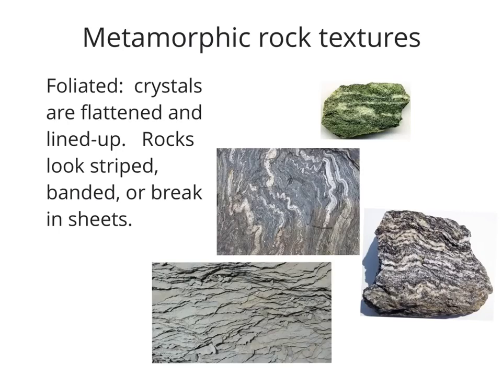There are two words that we use to describe the texture of metamorphic rocks. Some metamorphic rocks are foliated. That means that the crystals that were in the rock got flattened and lined up. Some ways that you can tell that you have a foliated metamorphic rock is to look for stripes or bands or even just signs that they break in sheets.